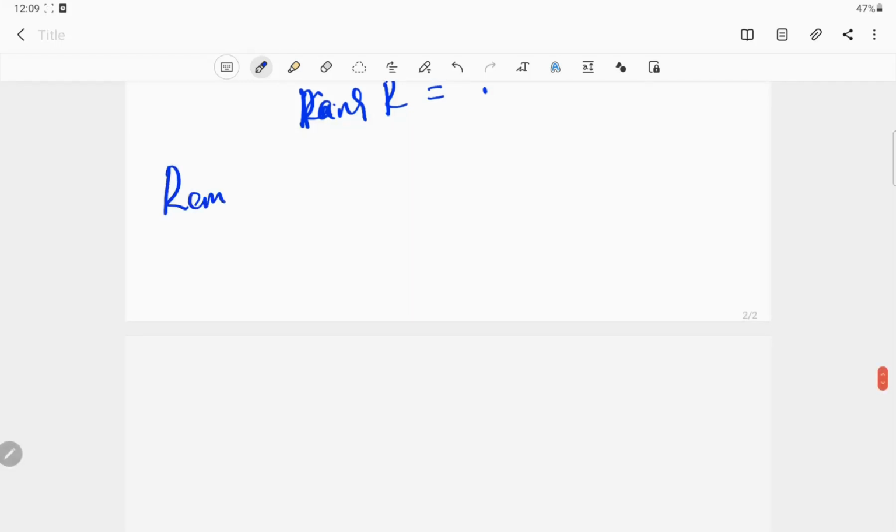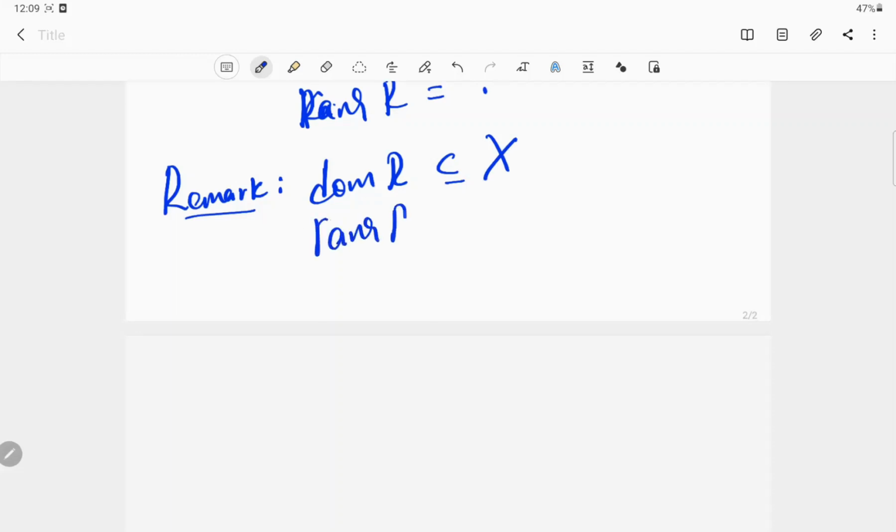So this is a remark again. You have to always remember that the domain of a relation is always contained in X, and the range of R is contained in Y, provided that R is contained in X cross Y. So we are taking the relation, which is a subset of the Cartesian product of X and Y. Then we say the domain is a subset of X and the range is contained in Y.